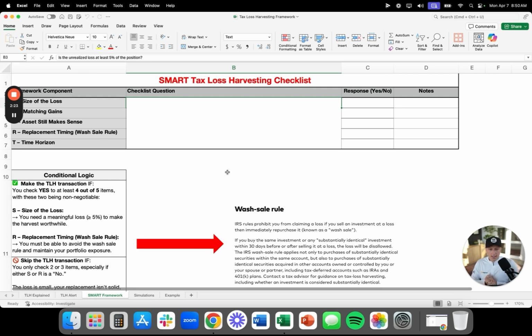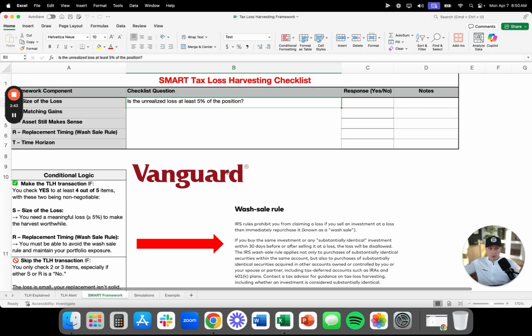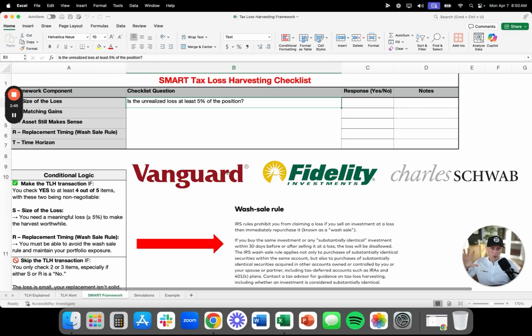So number 1 is the S of the SMART framework, and we use the size of the loss. Is the unrealized loss at least 5% of the position that you're holding? What does that actually mean? Let's take a step back for anyone that doesn't understand what I just said or wants to understand this in layman's terms. When you're investing, you use a broker like Vanguard, Fidelity, or Charles Schwab. I talk about this a lot, right?